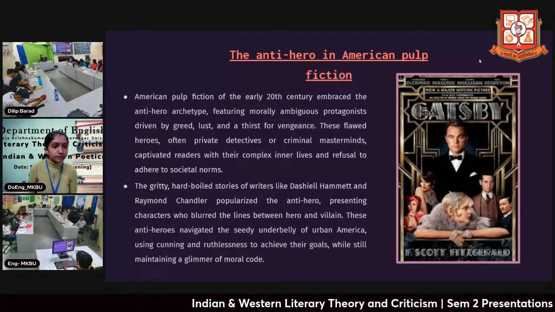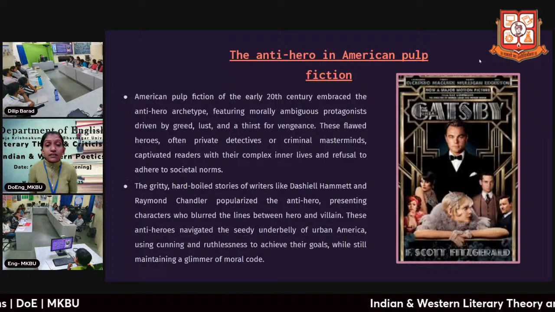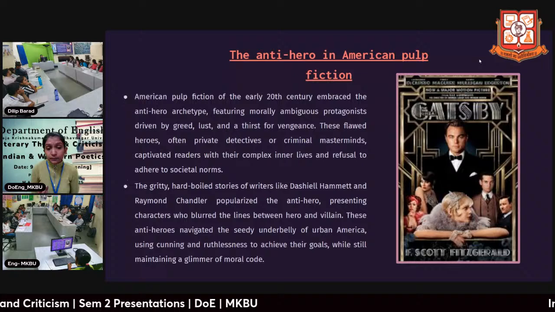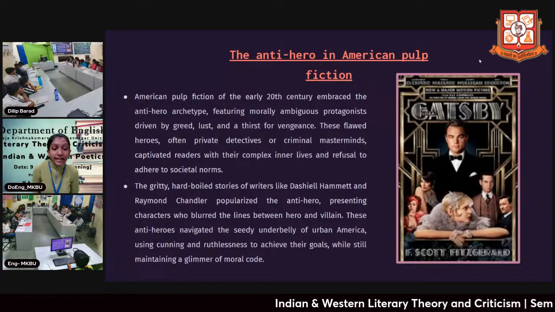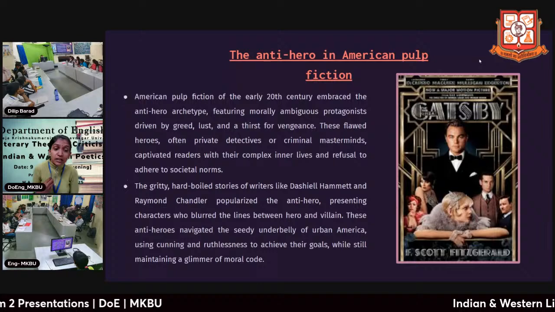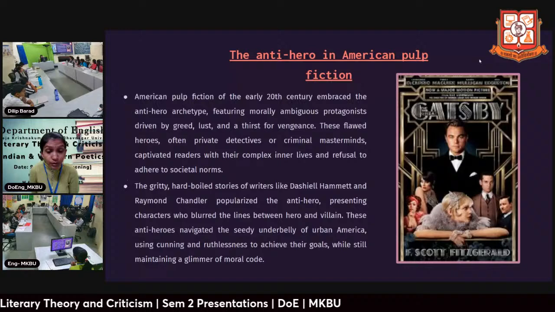These flawed heroes, often private detectives or criminal masterminds, captivated readers with their complex inner lives and refusal to adhere to social norms. The gritty, hard-boiled stories of writers like Dashiell Hammett and Raymond Chandler popularized the anti-hero, presenting characters who blurred the lines between hero and villain. These anti-heroes navigated the seedy underbelly of urban America using cunning or ruthlessness to achieve their goals while still maintaining a glimmer of moral code.